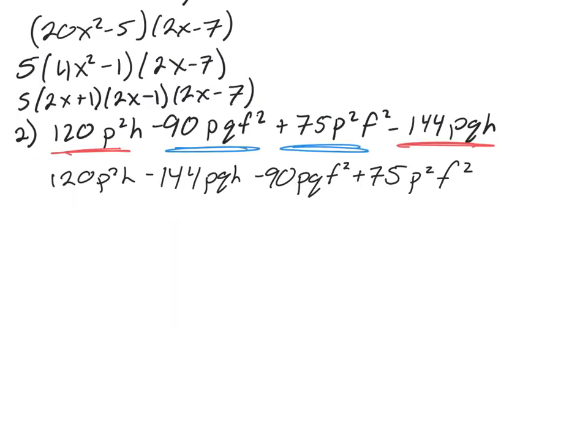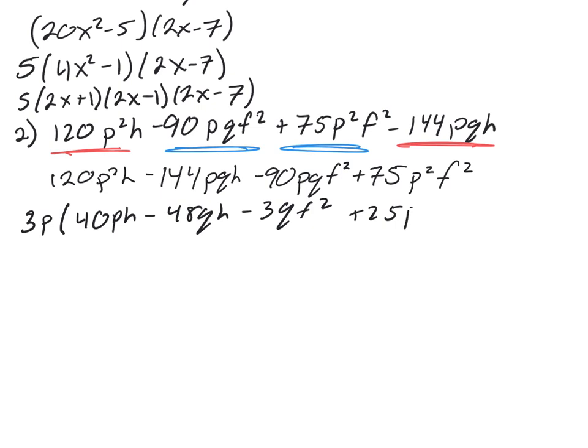Let's go ahead and factor out that 3p to start. So 3p. All right, so actually these two have a common factor of h that we're going to be working with, but that's all right. So we're working with 40ph minus 48qh minus 30qf squared plus 25pf squared once we factor out that GCF here.